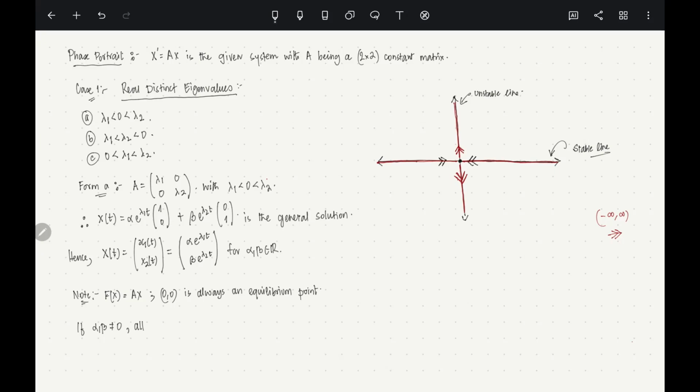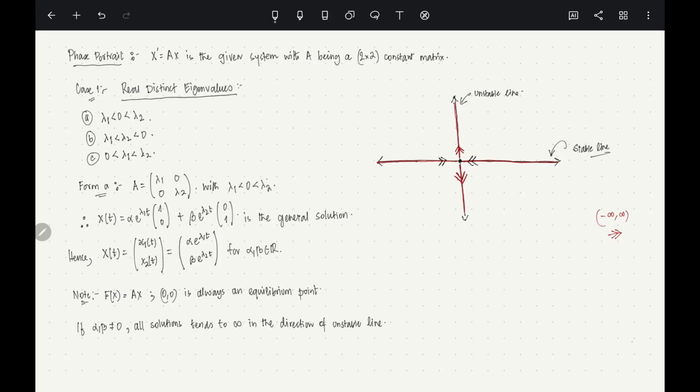Is it okay? Now you see, if alpha and beta are not equal to 0, you can see that all solutions, let me write it down, all solutions tend to infinity in the direction of the unstable line. We are looking for what is happening to the solutions as t tends to infinity. Direction of the unstable line. What do I mean by this?